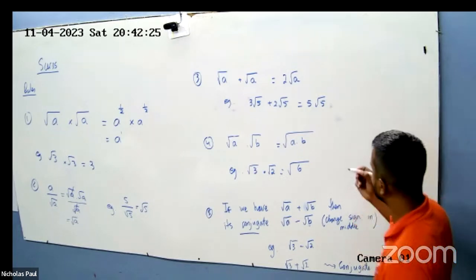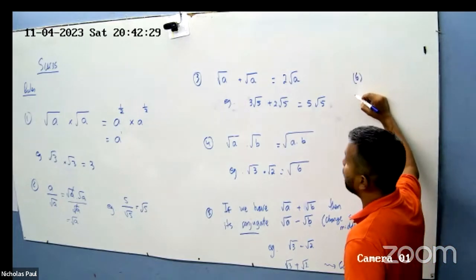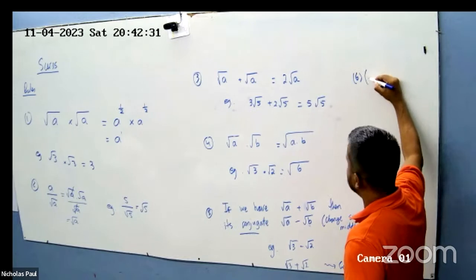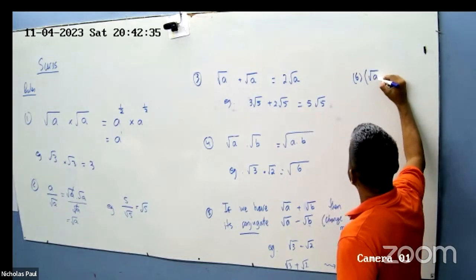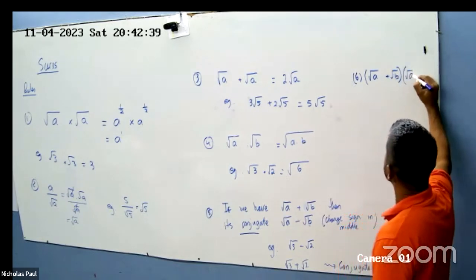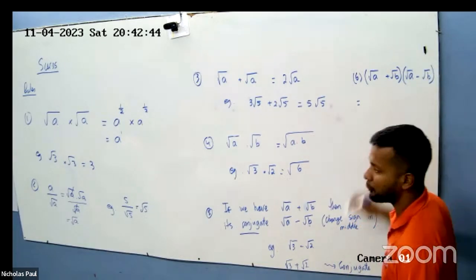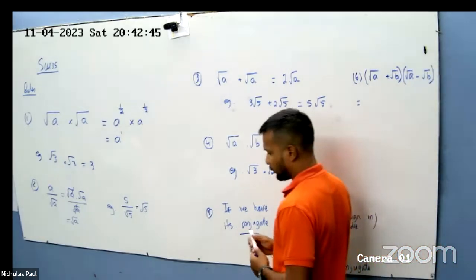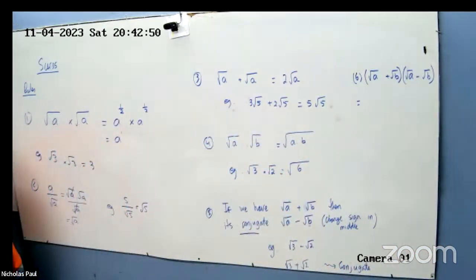And then last rule. Last rule you will work out for me. Can you multiply this for me, please? Multiply this two. Let's see what you get. Multiply root A plus root B by root A minus root B, and what you'll get.